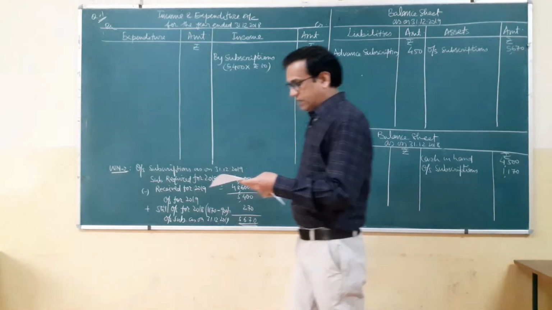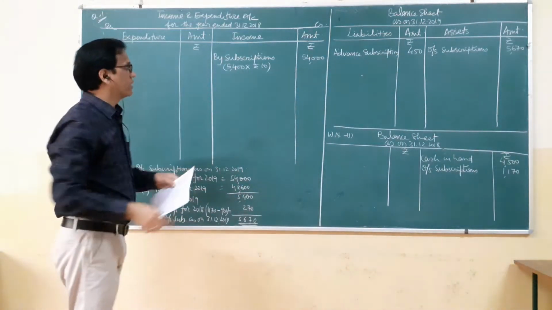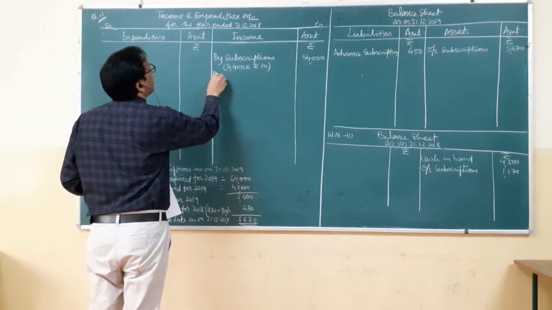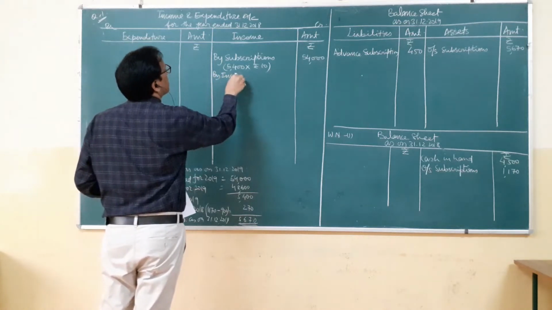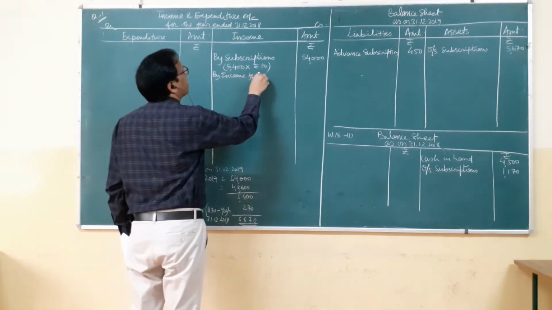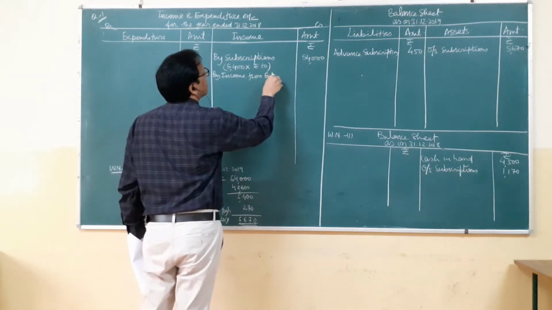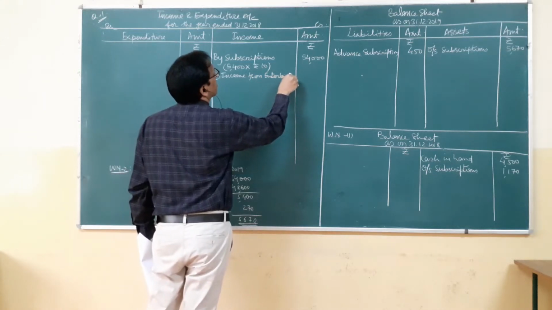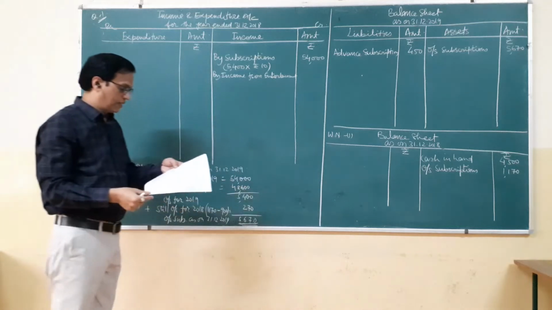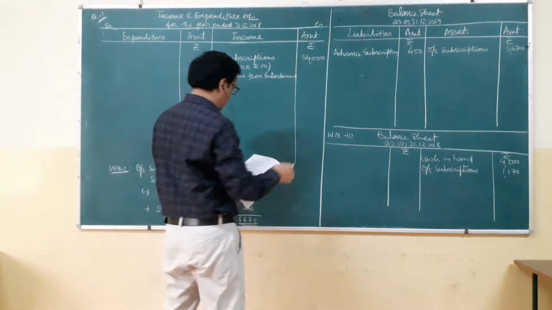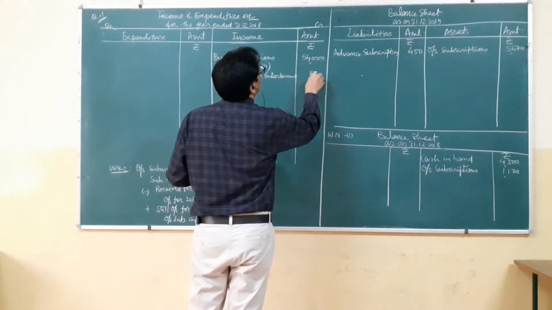Then next item is income from entertainment. We will take it here by income from entertainment, and we will check if any adjustment is given for it. By checking, we find that nothing is mentioned regarding this income. So 870 right here.